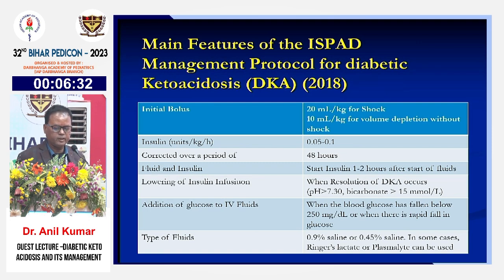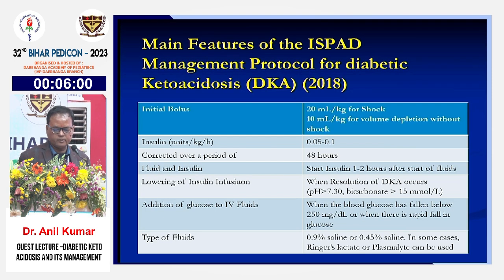Lowering of the insulin infusion: when resolution of DKA occurs, that is, if the pH is more than 7.30 and bicarbonate is more than 15 millimole per liter, then we will lower the insulin infusion. Addition of glucose to IV fluid: when the blood glucose has fallen below 250 milligram per dl, or when there is a rapid fall of glucose, then we will introduce dextrose in the form of 5% dextrose with normal saline or 5% dextrose with Ringer lactate.